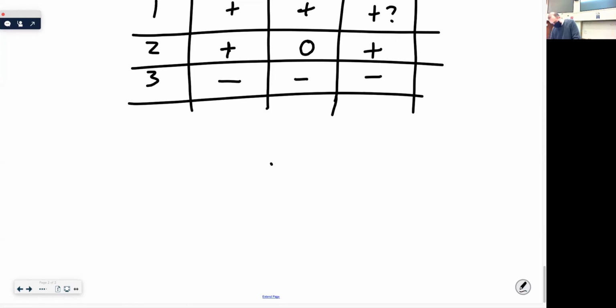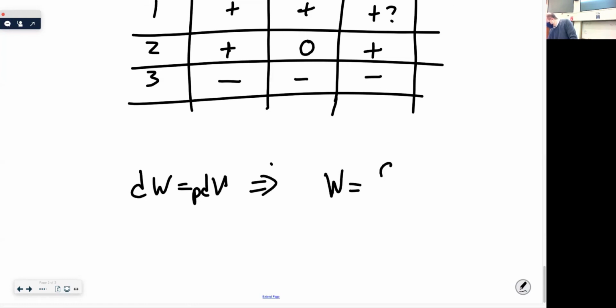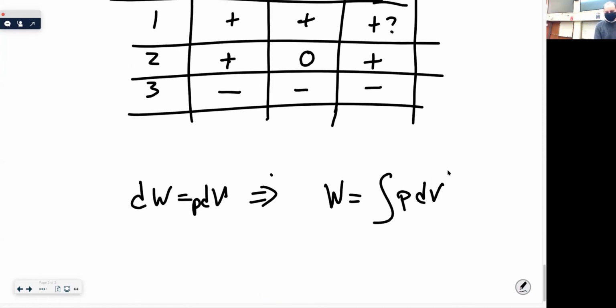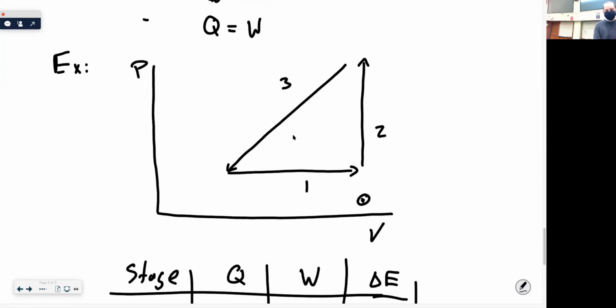I've mentioned this, but I want to write it down in particular. We know that dW equals PdV. It is the case, therefore, that W is the integral of P times dV, right? If you integrate both sides, you get the integral of PdV. Well, interestingly, what have we got here? We've got a PV diagram. What is the integral of PdV in graphical terms on this chart?